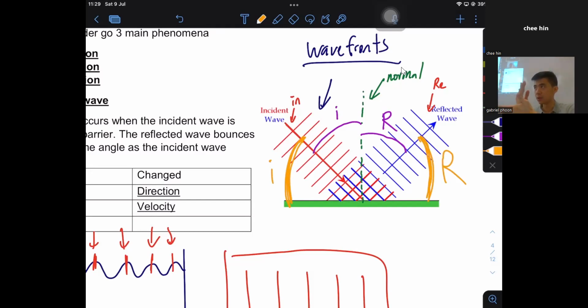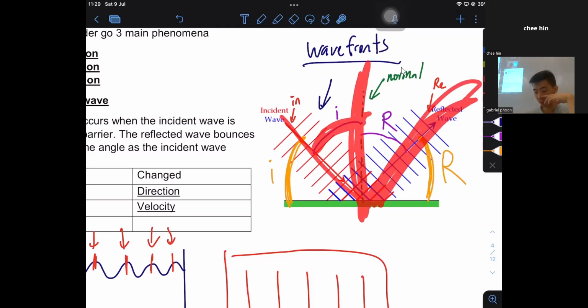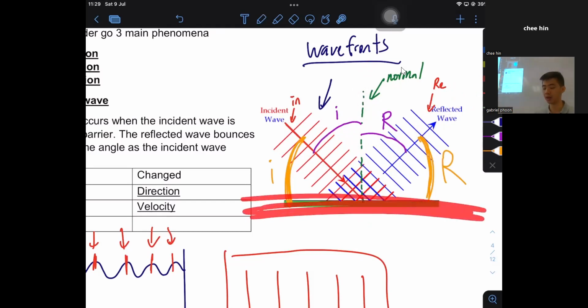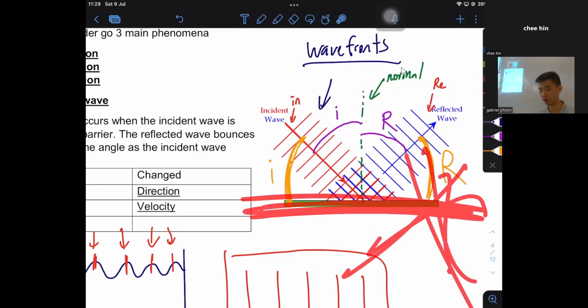The angles are always with reference to the normal, meaning to say this is the normal, right? This is the wave, right? This is the reference point. This is the incident angle. This is the normal, right? This is the reflected wave, right? This is the reflected angle. The angles are always with reference to the normal. It won't be with reference to this line here. This is no.